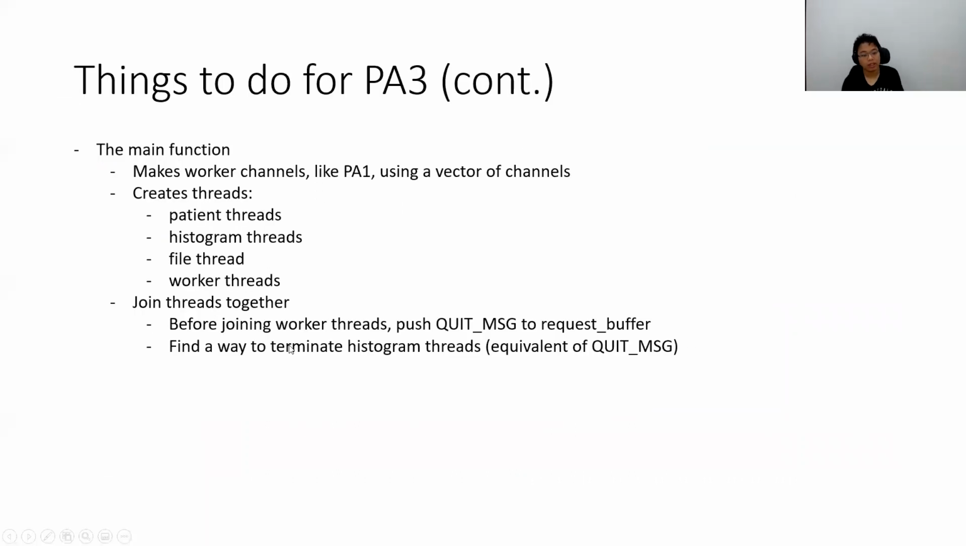So the last thing is the main function. So make the worker channels. It's like PA1, using a vector of channels. So make sure you make a vector of channels and create threads. You have patient threads, histogram threads, file thread, and worker threads. There's only a single file thread, by the way, so you only need a single file thread to start generating the file data message request.